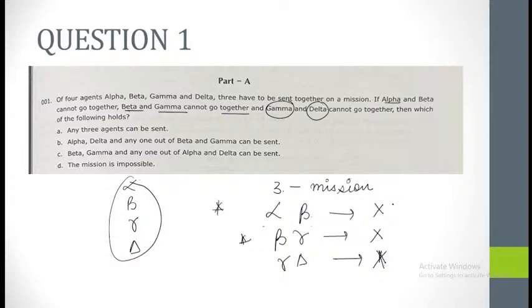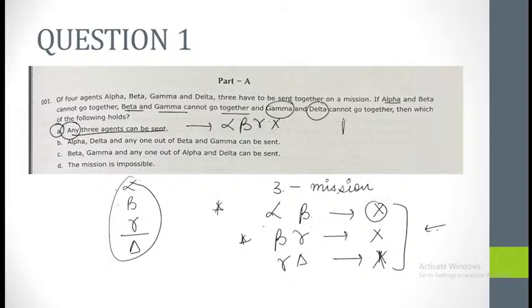Now let's look into each of the options and then we'll mark the answer. First one is any three agents could be sent. Let's try. Let's say we are first sending alpha, beta, gamma because it is saying any three agents. So alpha, beta and gamma, can we send them together? Alpha and beta cannot go together. So this is not possible.